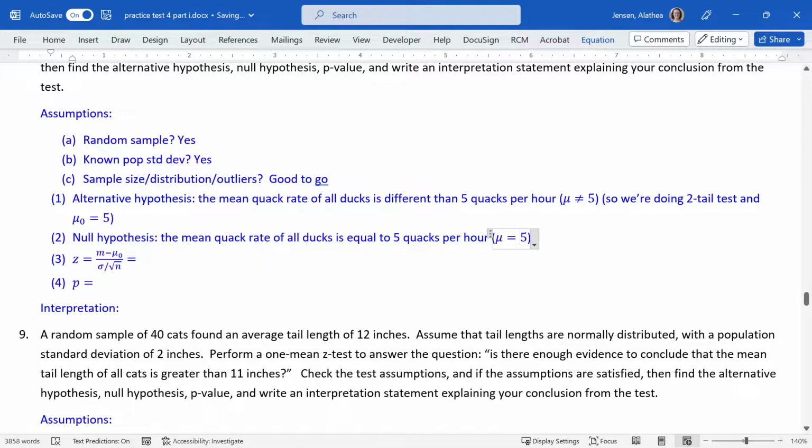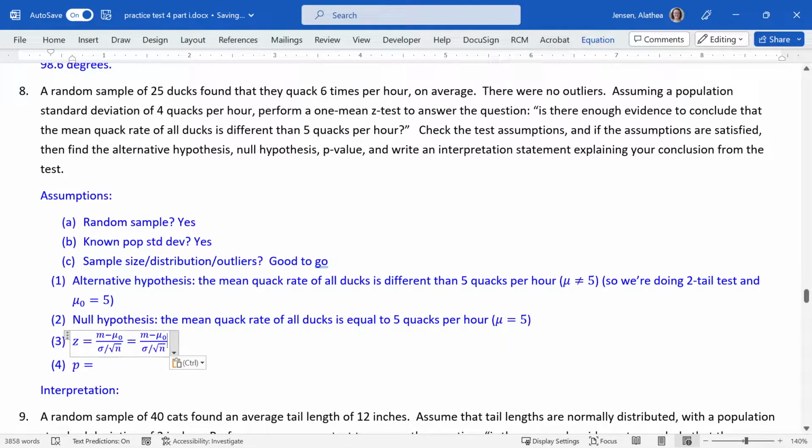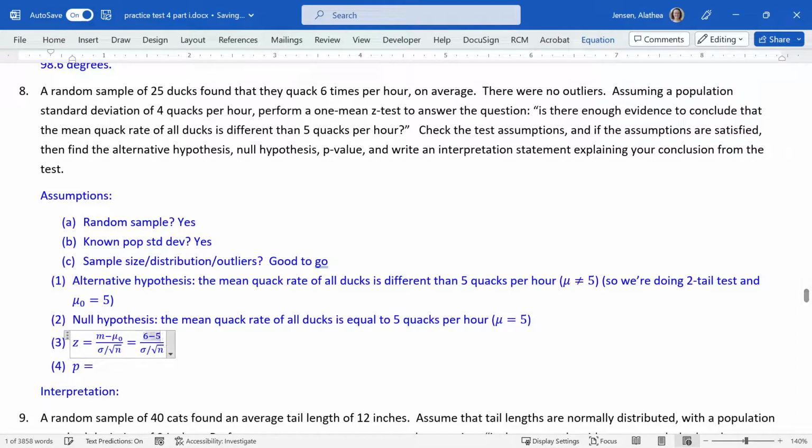All right, so now for my z-score, I'm going to plug in all the numbers that I know. So m is the sample mean, so that is given in the first sentence here, 6 times per hour on average. Mu 0 is the comparison value from the hypotheses, so that is going to be 5. Sigma is the population standard deviation, so we're given 4 for that. And then n is the sample size, so that was 25 ducks.